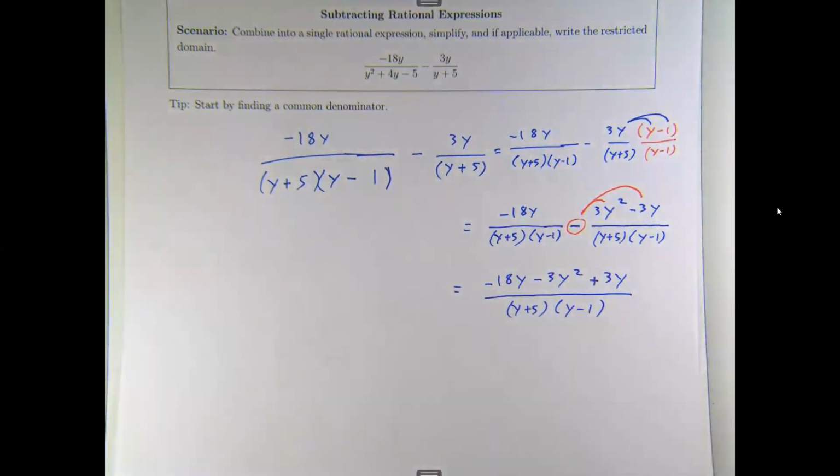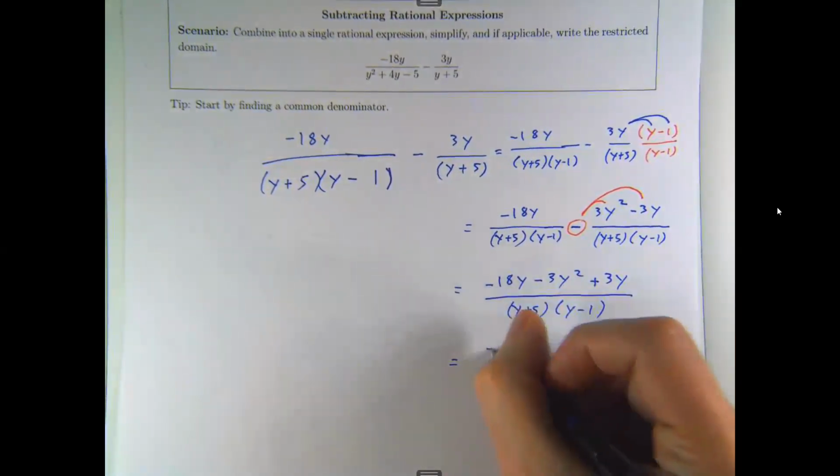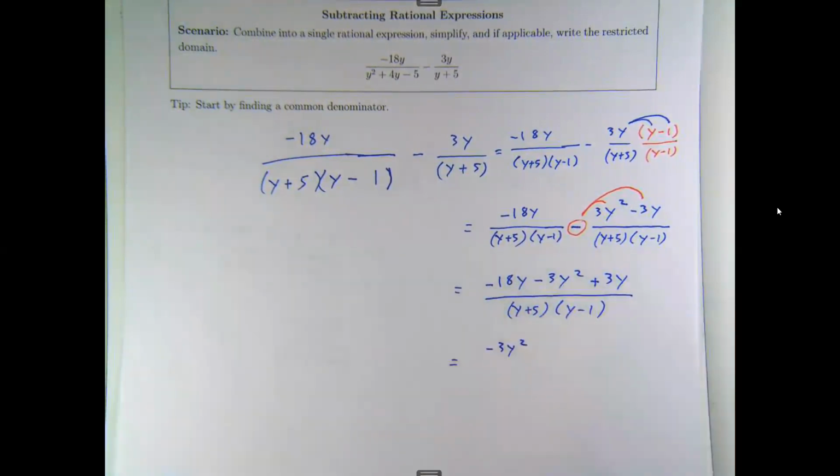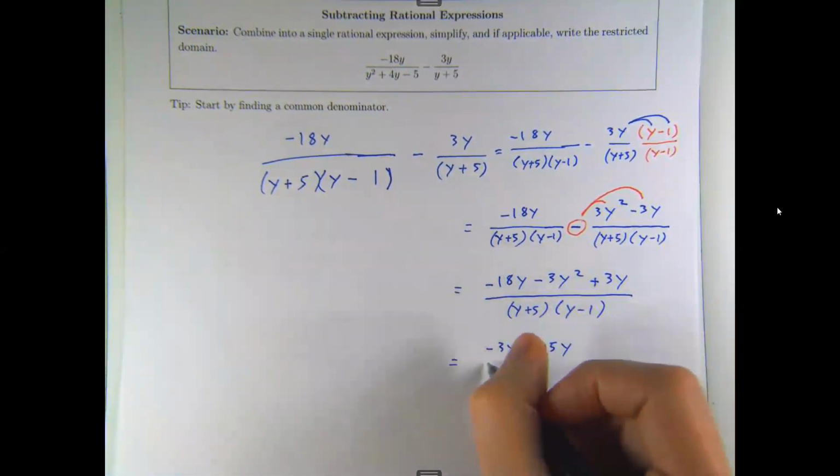I'm going to keep going because I might be able to simplify this a bit more. I'm going to put that -3y squared in the front because I think that looks nice. -18 plus 3 is going to give me -15y here.